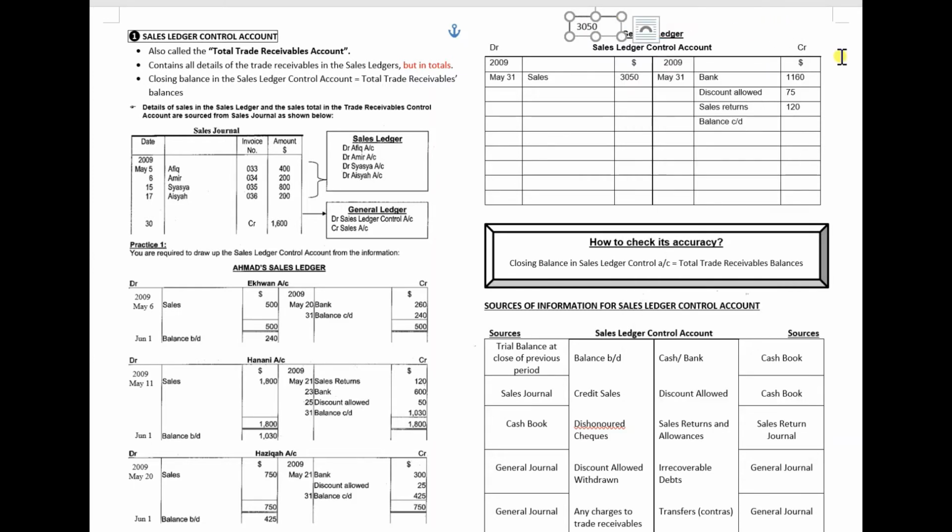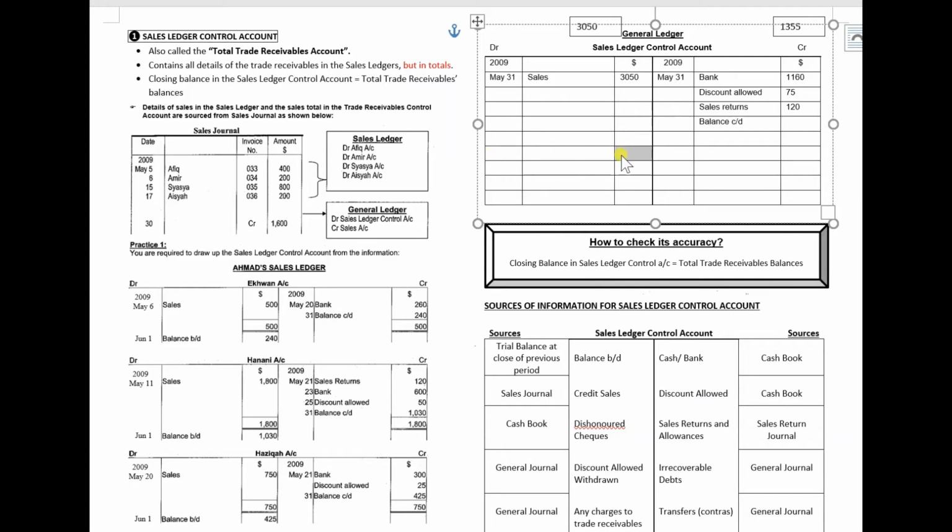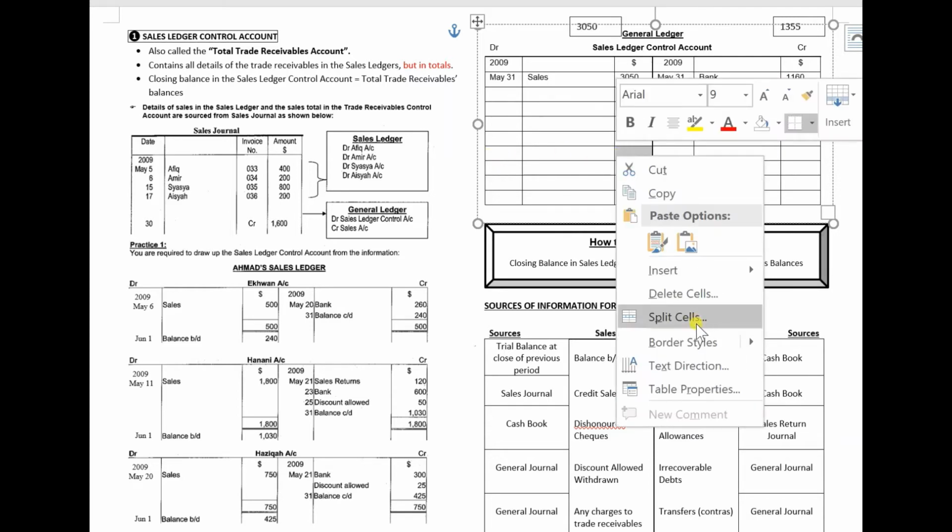And this side, you add up all this: 1160 plus 75 plus 120. So how much is it? It is 1355, okay. So you compare these two, and you use the bigger one, which is 3050. You write it over here, on the same line over here. You draw the line for the total box, like this.